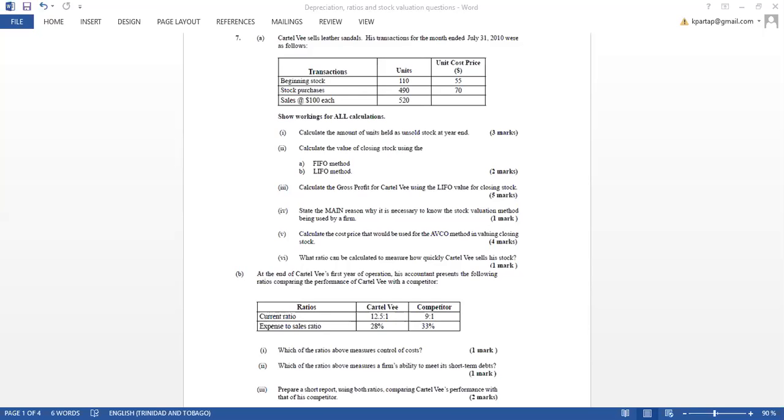So 80 units at $55 for LIFO. Well, that's correct for LIFO, good. But what about the FIFO? Right, 80 at 70 for the FIFO. Very good, guys. Okay, so I'm going to go through the FIFO method first.